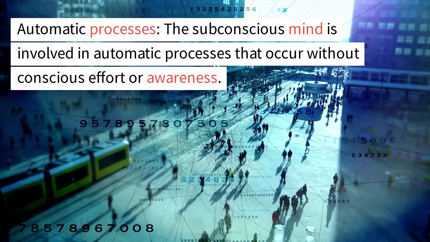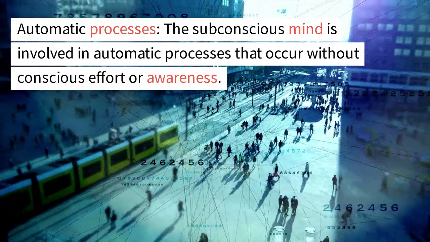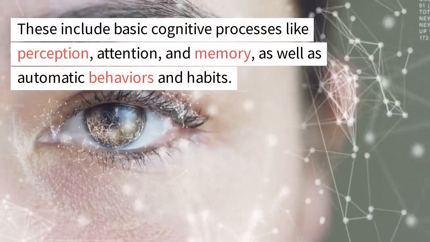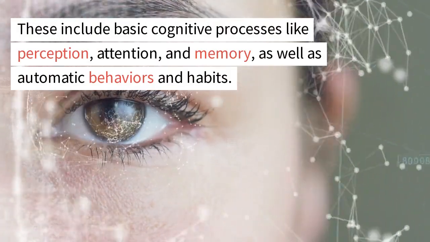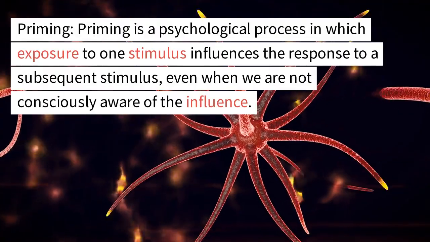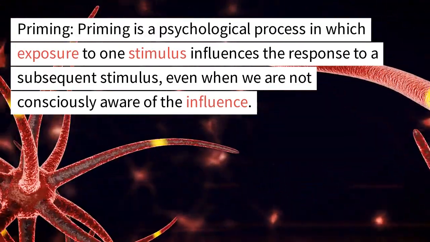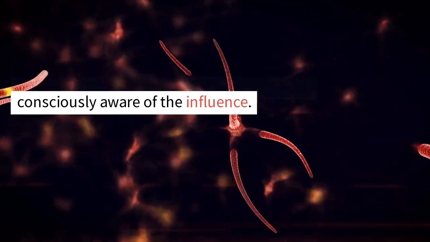Automatic processes. The subconscious mind is involved in automatic processes that occur without conscious effort or awareness. These include basic cognitive processes like perception, attention, and memory, as well as automatic behaviors and habits. Priming. Priming is a psychological process in which exposure to one stimulus influences the response to a subsequent stimulus, even when we are not consciously aware of the influence.